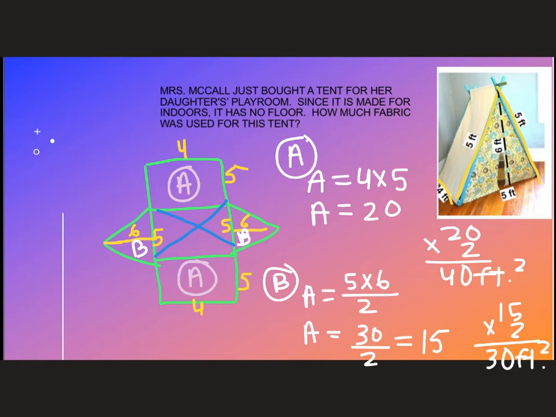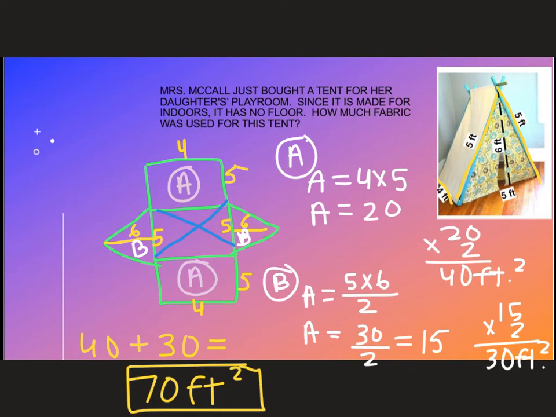Now we can add them together. 40 plus 30 gives us a total surface area for just the tent part of 70 feet squared.